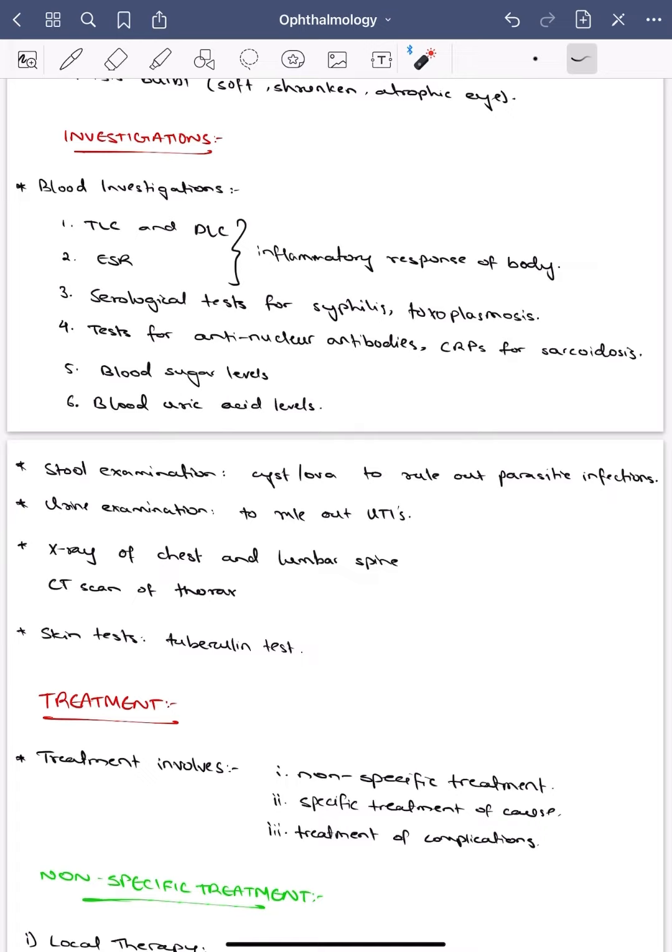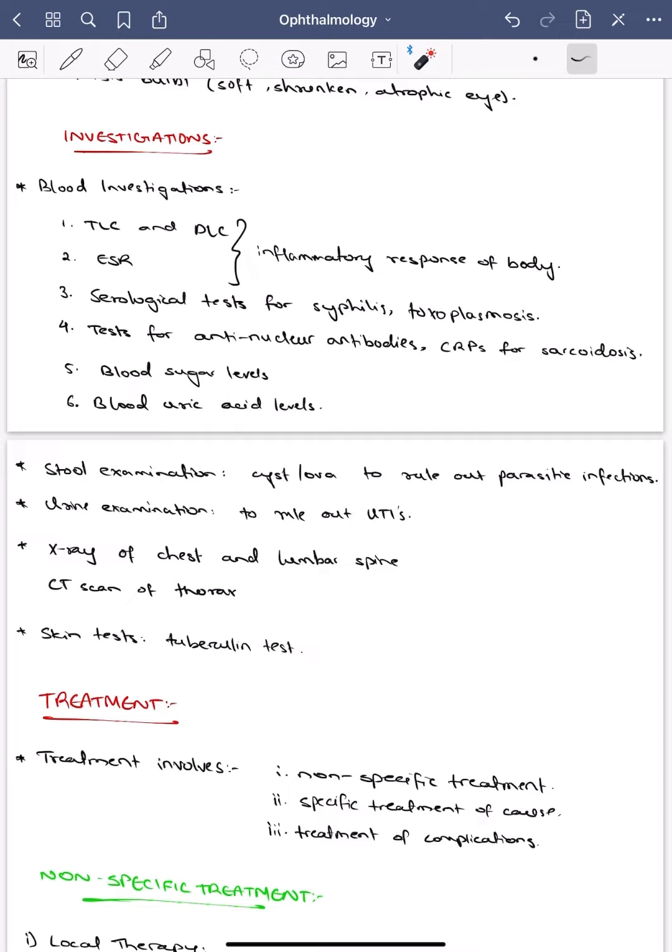The most important are total leukocyte count, differential leukocyte count, ESR, serological tests for syphilis and toxoplasmosis, and tests for anti-nuclear antibodies. Coming to the stool examination, we've mentioned that toxoplasma and cysticercosis is a cause of uveitis. So we look for the presence of cysts or ova in the stools. Next is urine examination to rule out any UTIs.